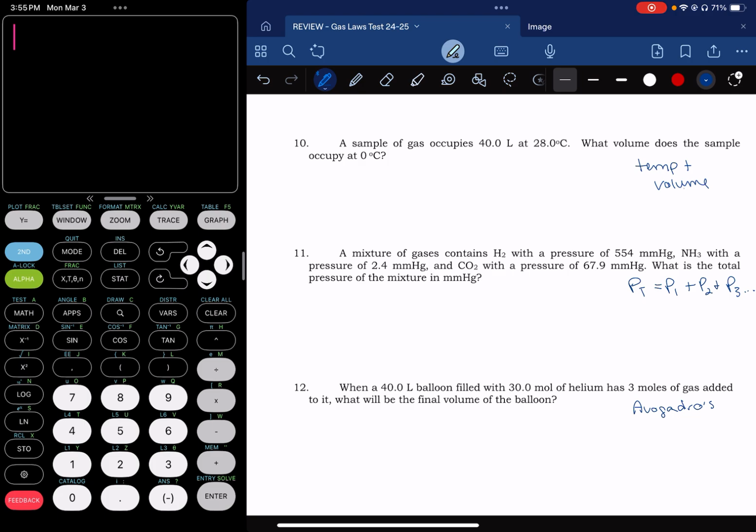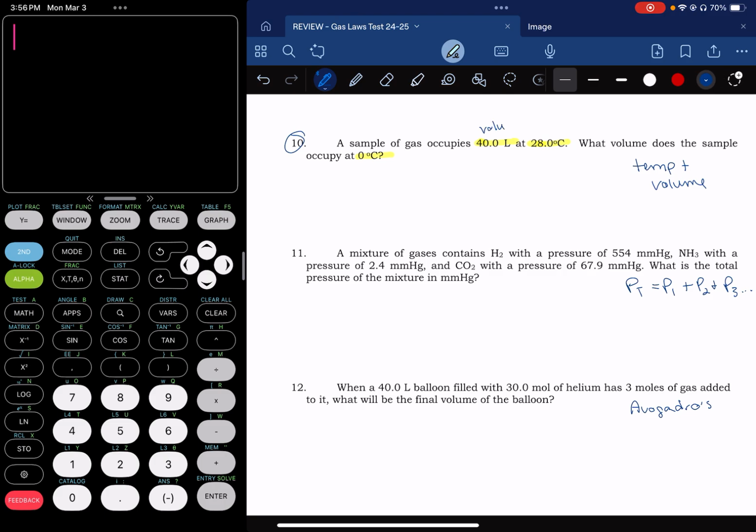All right, so we have temperature and volume here in number 10. Let's take a look at this one. The first thing you need to do is identify your variables. It says a sample of gas occupies 40 liters at 28 degrees Celsius. What volume does the sample occupy at 0 degrees Celsius? So we're looking at volume and temp. You will look at your list of equations and say, which one of these is volume and temperature? It is Charles's law.